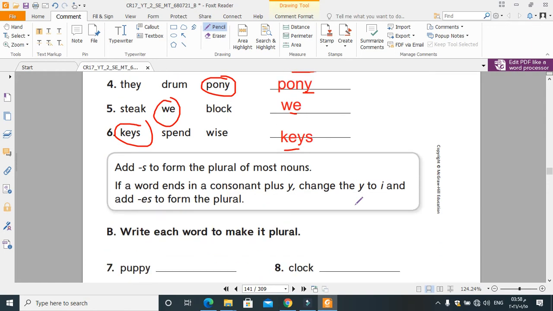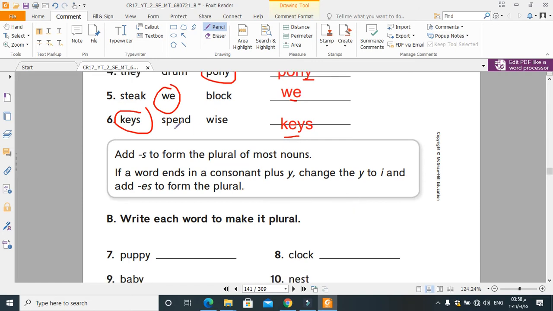Well, in the second exercise on this page, you learn how to change from singular to plural, from one noun to more than one noun. You need to add S or ES or IES. When should we put IES? When you have a word that ends with the letter Y. That's great.